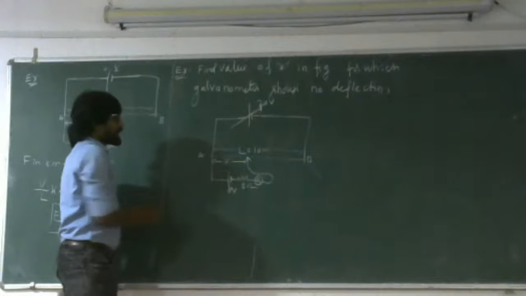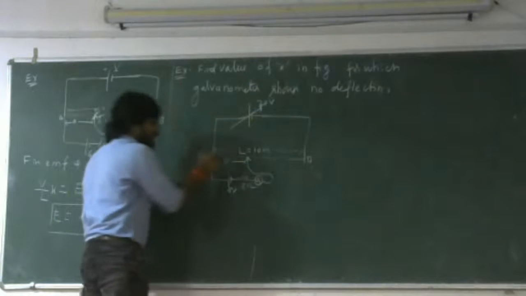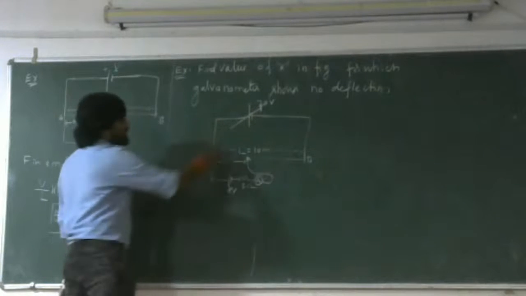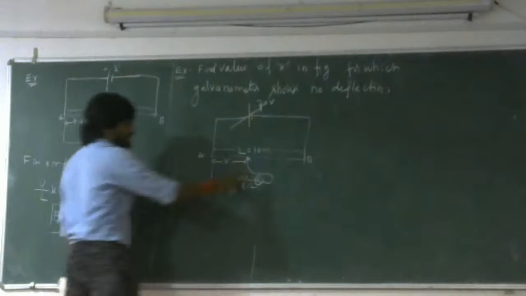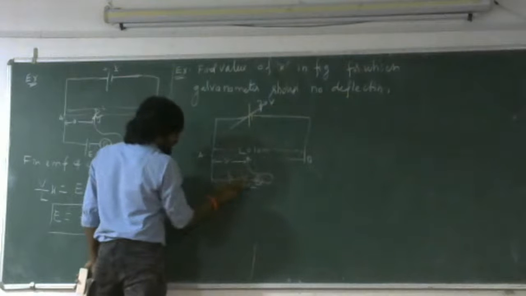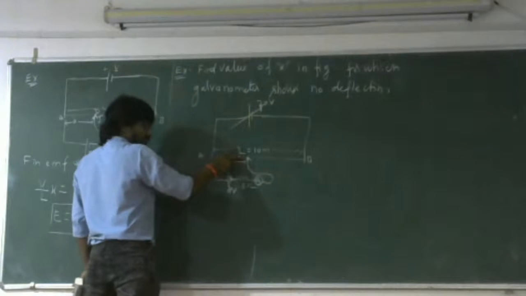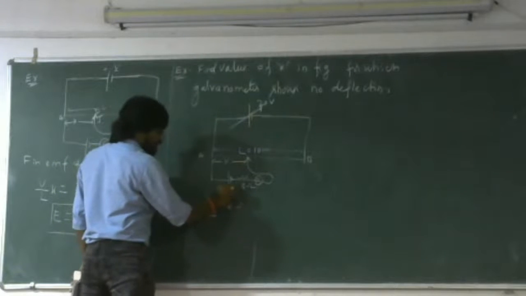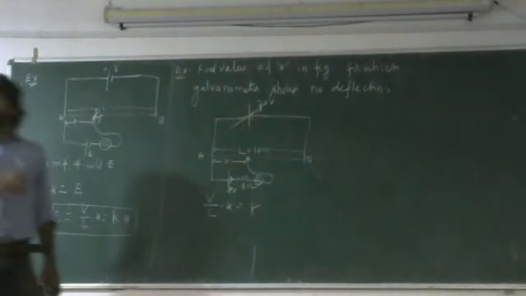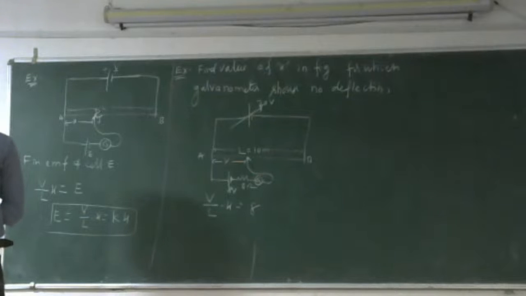Now, we are asked to find what x is. Under the balancing condition, the galvanometer should not have any deflection, meaning no current should pass through it. If no current is passing here, the potential across this is equal to the potential across this length. That means the potential per unit length E into x is equal to the potential of that cell. That is the condition.